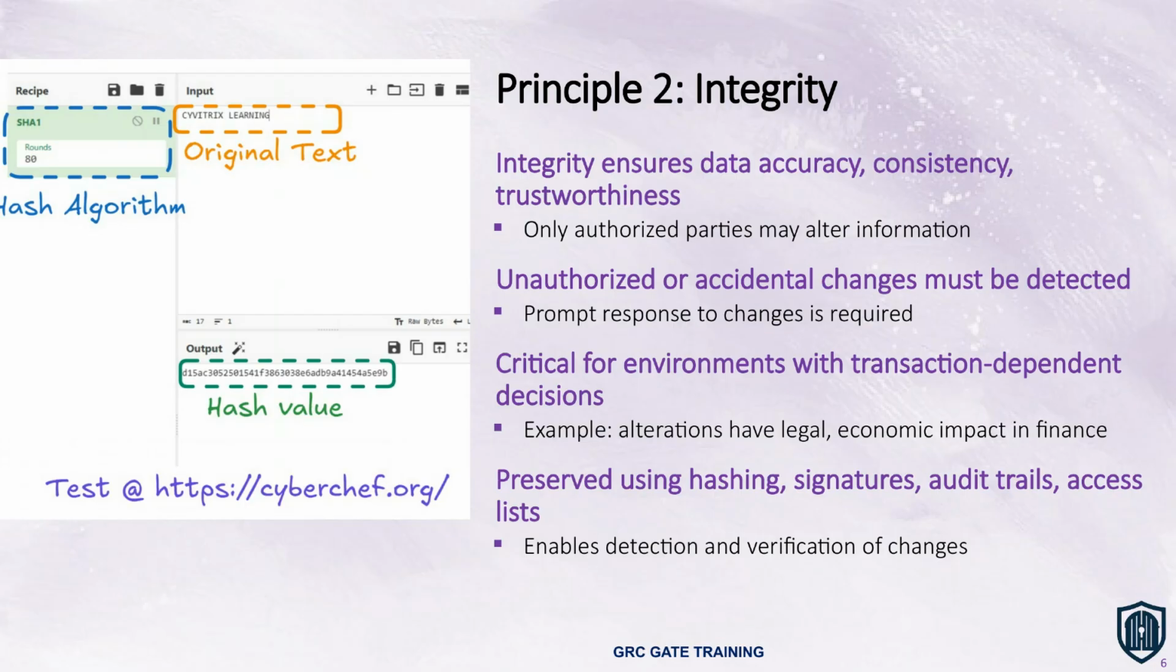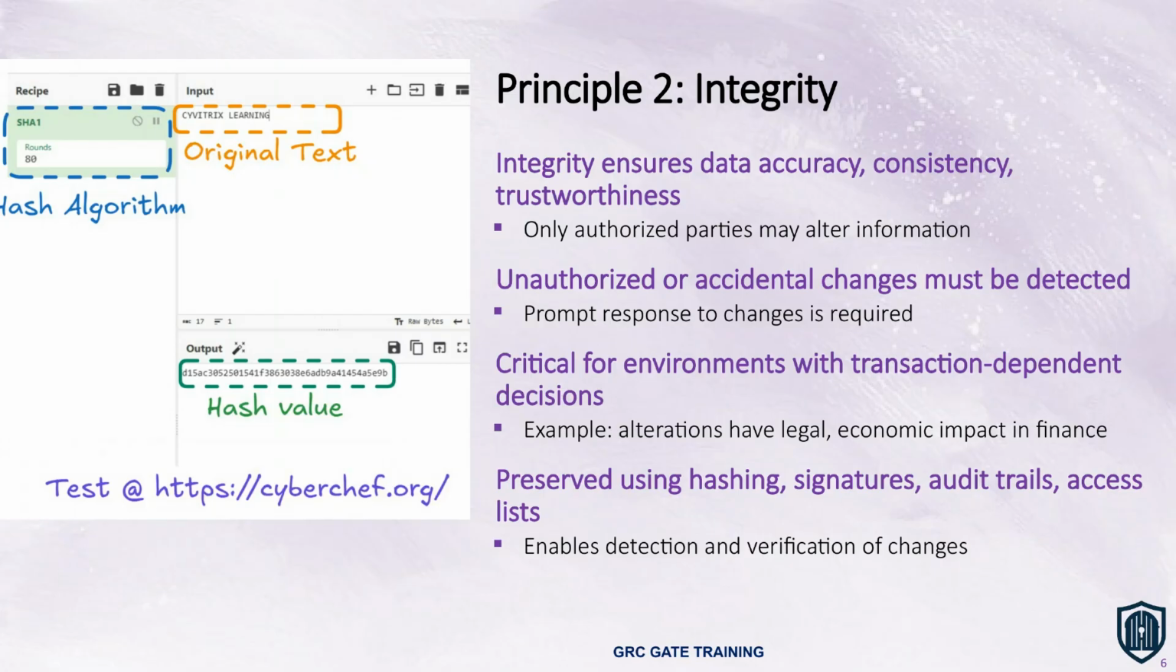It ensures that information remains unaltered except by those with the appropriate permissions, and that any unauthorized or accidental changes are detected and addressed promptly. Integrity is critical in environments where decisions or transactions depend on reliable data. In the financial services sector, for example, even a minor alteration to transaction records can have significant legal and economic consequences. To protect integrity, organizations employ techniques such as hashing, digital signatures, secure audit trails, and access control lists.